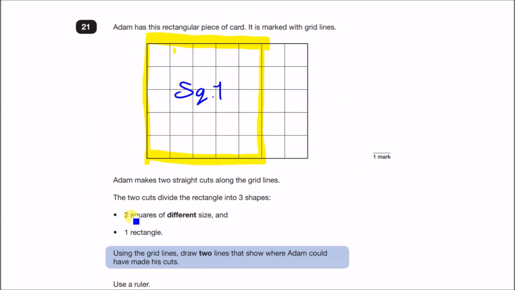Now second square, so you only have practically one or two options. You can make a 2 by 2 square here, and that's it, and this is square 2. And now they want us to make a rectangle. Well, that's easy. That's just what we have left. So this shape here would be the rectangle because it has different dimensions to a square. And that's it, guys. We're literally done.